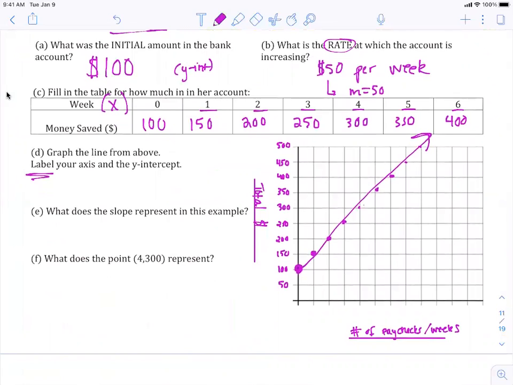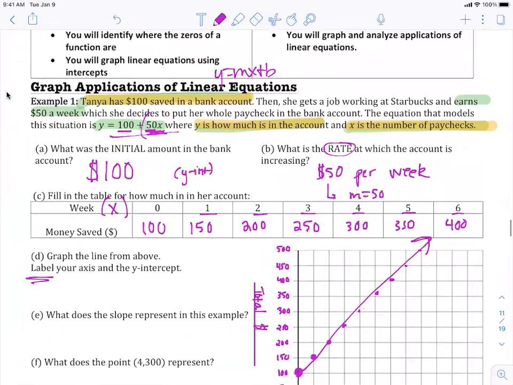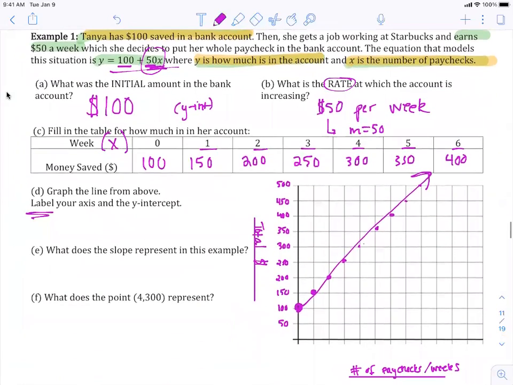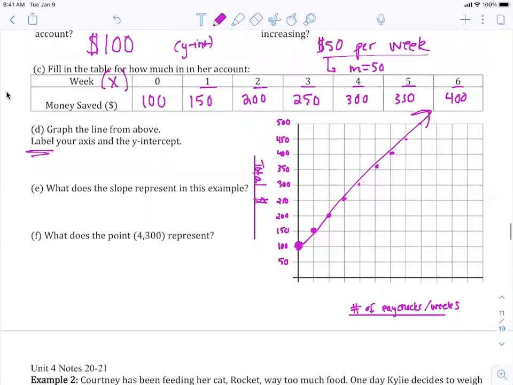Now, part E, you already kind of answered. It says, what does the slope represent? Well, the slope is the number that's in front of X, and you already found it. It represents that you're increasing $50 per week.